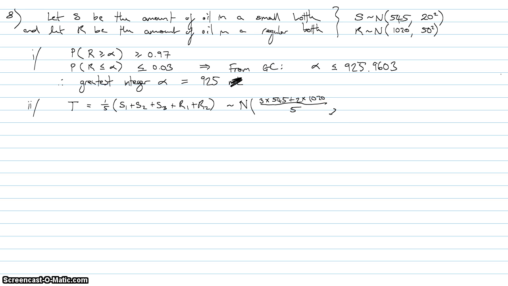And what about the variance? Well, you add the variances together, so you add 20 squared plus 20 squared plus 20 squared, so 3 times 20 squared, plus 50 squared plus 50 squared, so there are 2 50 squareds, and then you multiply the whole thing by 1 over 5 squared, because we're dividing by 5. So in other words, the distribution for this variable T is going to be 735 with variance 248.